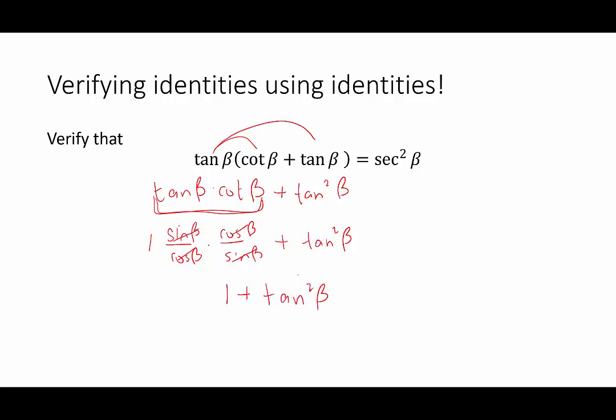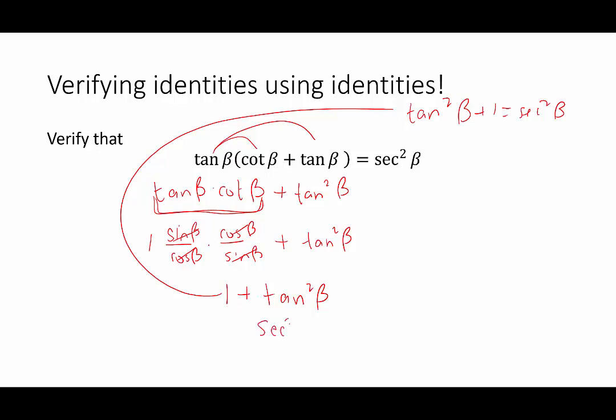Can we do anything with that? Think back to that trig identity: tangent squared beta plus 1 is equal to secant squared beta. So we can apply the trig identity right now, because this and this are the same thing; it's just the commutative property coming into play. We can rewrite 1 plus tangent squared beta as secant squared beta, and thus we have shown that those two things are equal to each other.